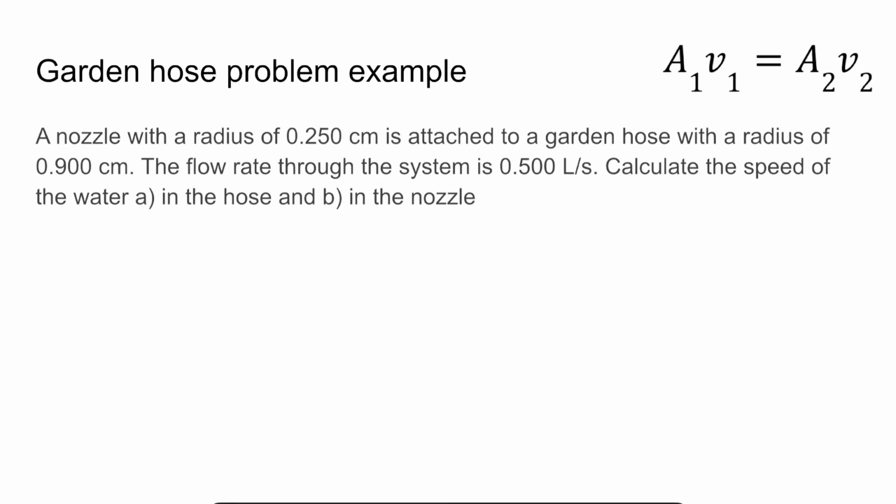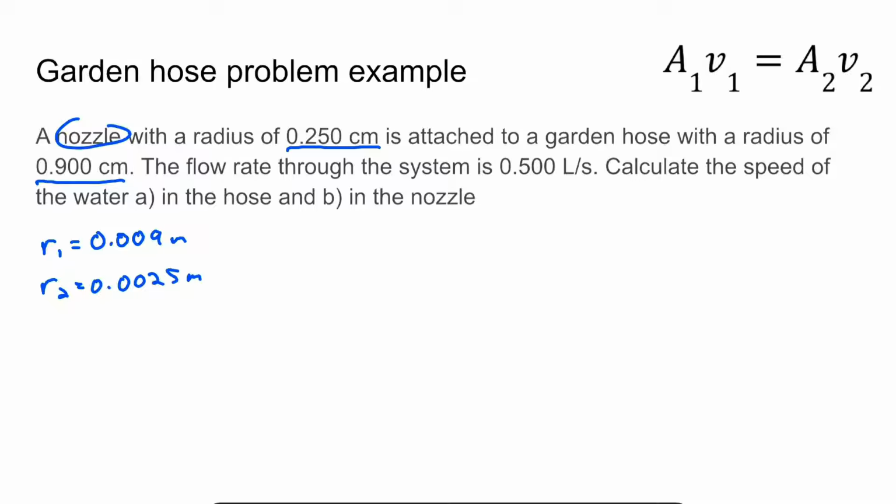All right, let's play around with some numbers having to do with our garden hose. So let's say that the nozzle we're going to put onto a garden hose has a radius of 0.25 centimeters. And the radius of the garden hose itself, the opening of the garden hose, is 0.9 centimeters. So I'm going to call the garden hose itself radius 1. So that would be 0.009 meters. And radius 2 for the nozzle is 0.0025 meters, or 0.25 centimeters.